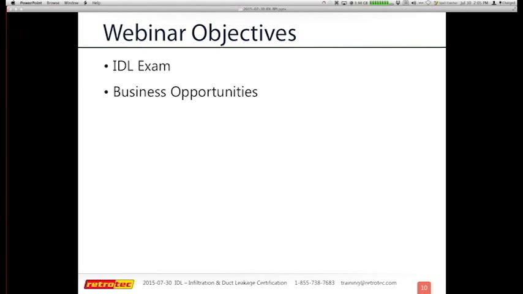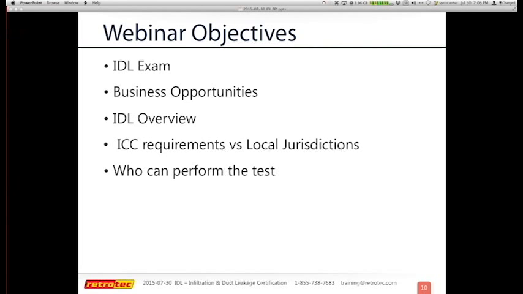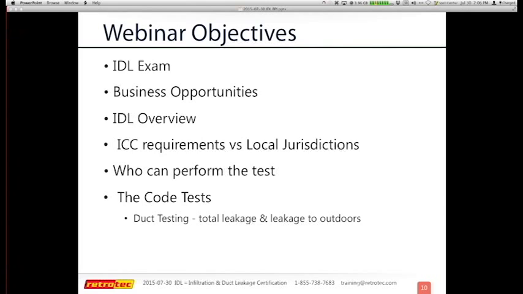Here are our goals today. We will talk about the exam itself and what that entails, some basic business opportunities, or who else can benefit from being IDL certified. I will give an IDL overview as to what it encompasses. We will also talk about the IECC requirements in local jurisdictions and who can perform the test, and we'll go through, fundamentally, how to do a total leakage to outdoors and a blower door test.